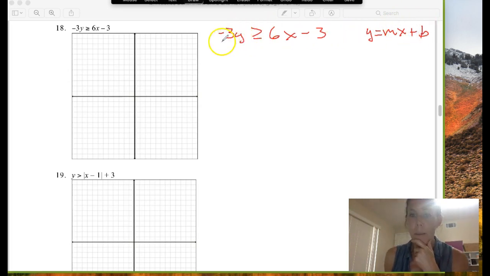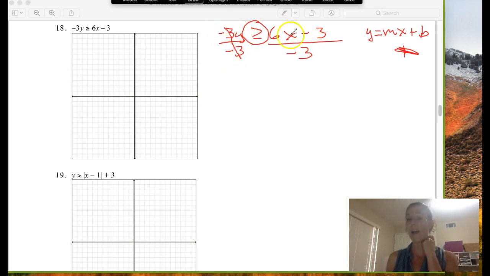I want y by itself, so I have to divide by 3. Red flag should go off. I'm not dividing by 3, I'm dividing by negative 3. Divide by negative 3. Ding, ding, ding, red flags. I divided by a negative, so I have to flip my sign. Don't forget that because your inequality will be totally off. When you divide by a negative, you have to flip the sign.